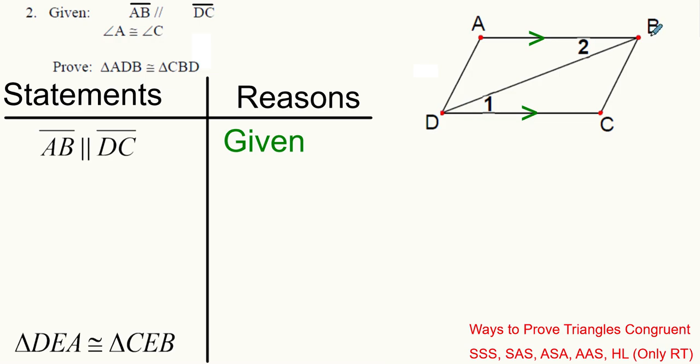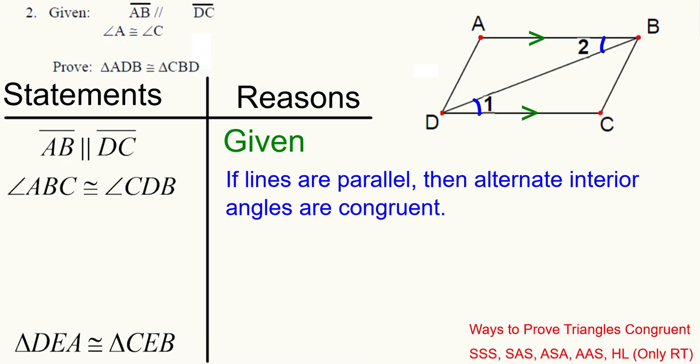Well, if BD is the transversal, angle 2 and angle 1 are related to each other. Remember, those are a pair of alternate interior angles, and we know that they are congruent. So we're going to add that to our proof. Angle ABD is congruent to angle CDB. So now we're going to go back and say, okay, do we have any other given information to help us? And we do. Angle A is congruent to angle C. So we're going to put that into our proof and mark it in our diagram.